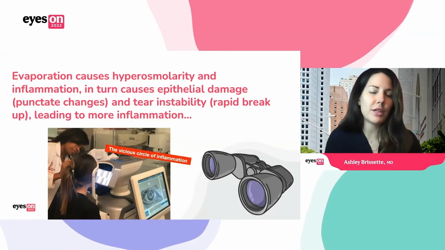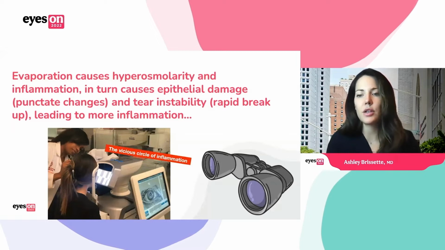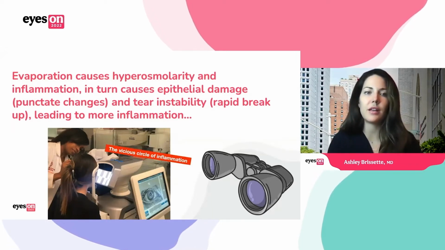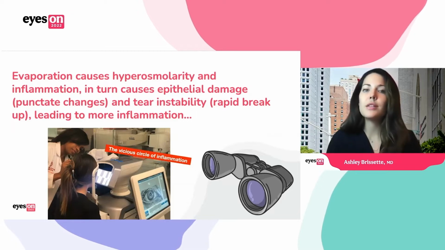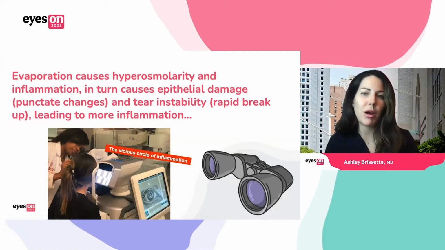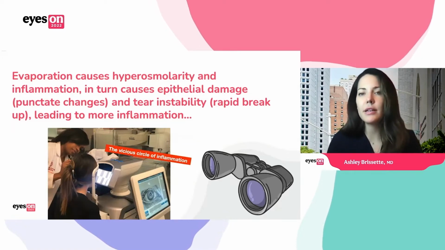When you have inflammation on the ocular surface, this in turn leads to epithelial damage. And those are the punctate changes that you see on the ocular surface when you stain. So looking for staining under the slit lamp using vital dyes is a really important part of the examination. And tear instability as well.